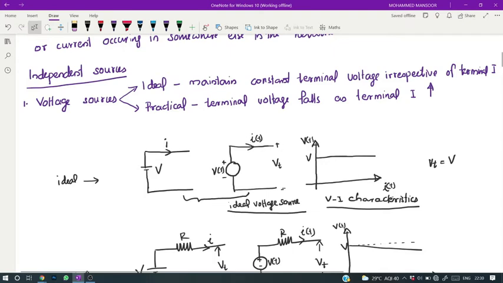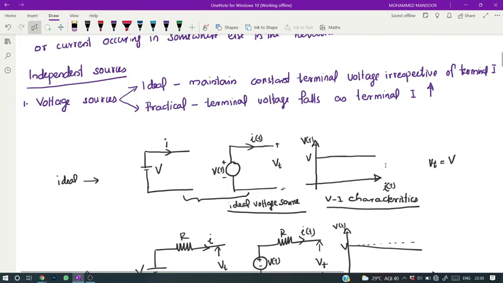So this is the V-I characteristic of an ideal voltage source. As I increases, there is no change in V. This voltage is maintained constant irrespective of the value of terminal current I of t. So an ideal voltage source is one in which the voltage across the terminals is independent of the current supplied by the source. And this is the representation of the ideal voltage source, and this is the V-I characteristic of the ideal voltage source.